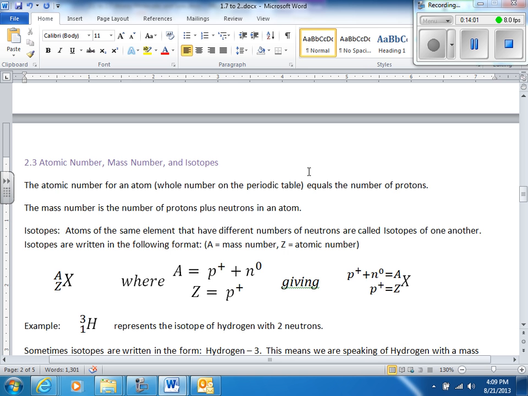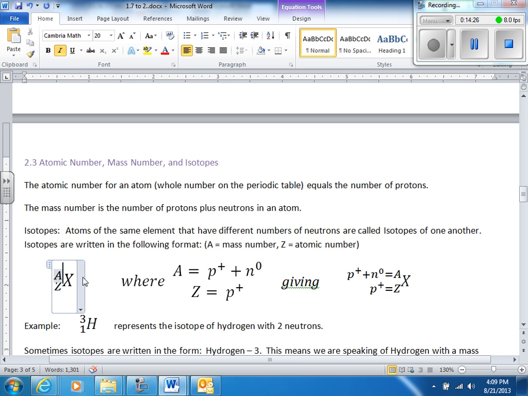Okay, so let's get back to here. Atomic number is the whole number on the periodic table. It equals the number of protons for any element. So your protons identify who you are. You might want to write that down. Protons identify who you are. And this Z right here is the atomic number. It's your number of protons. Right there I wrote it. Z is your atomic number. It's your number of protons.